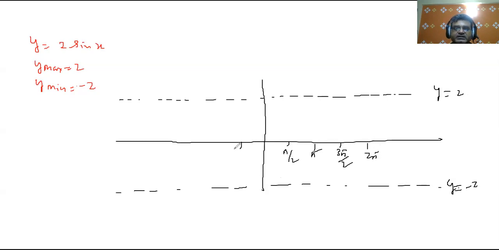Minus pi by 2, minus pi, minus 3 pi by 2, minus 2 pi. So only the height of the graph is going to change. There will be no change in the nature of the graph. Even the period will remain the same. See, like this.